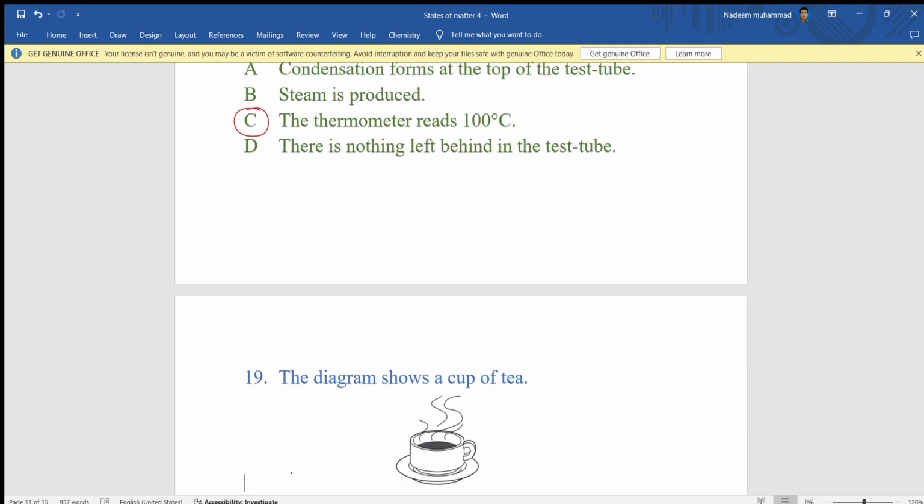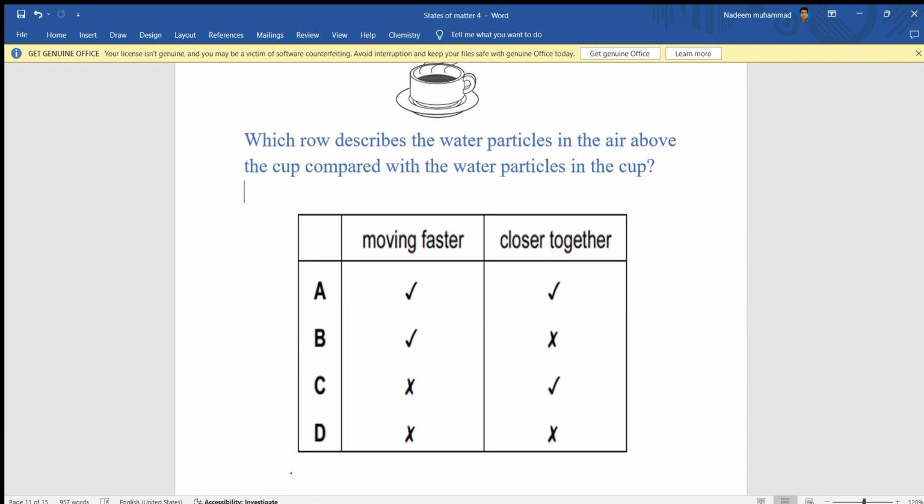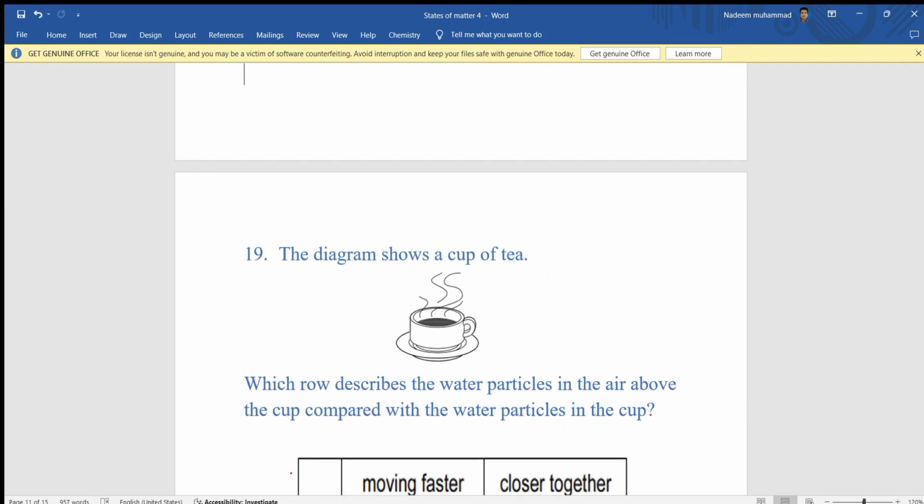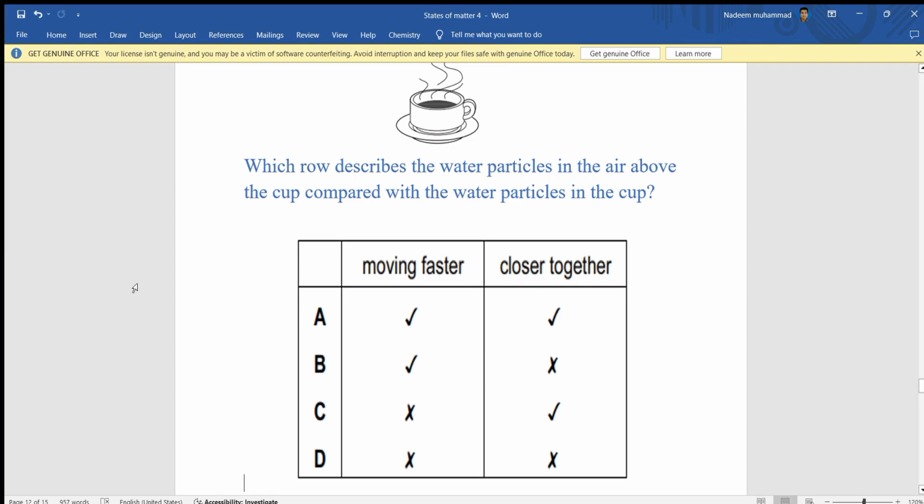19th is that the diagram shows a cup of tea. Which row describes the water particles in the air above the cup compared with the water particles in the cup? That means in the steam. In the steam, we know that the particles are moving faster, and when something is moving faster, the distance between them will also be maximum.